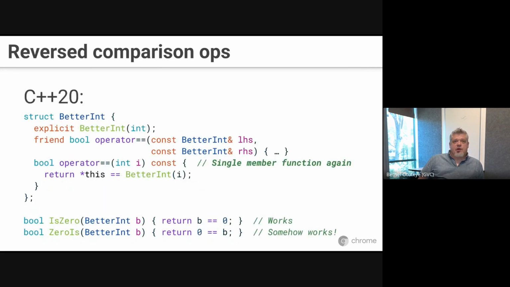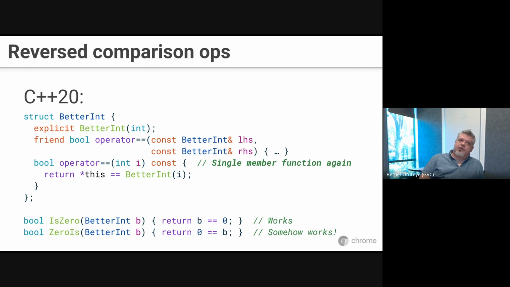In the C++ 20 world, I can take that class and go back to just my single member function for my heterogeneous comparison, and it somehow works, no matter which way I put the comparison, which side I put the int on. How on earth does this happen? How does that bool operator equal member function manage to get found for both is 0 and 0 is here?